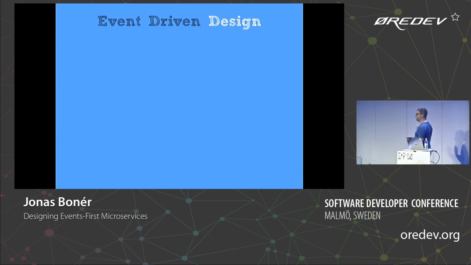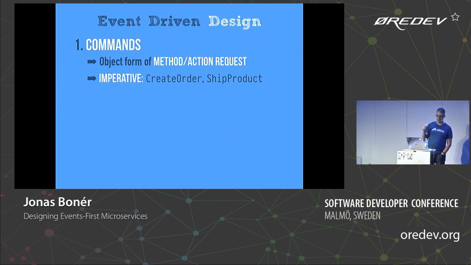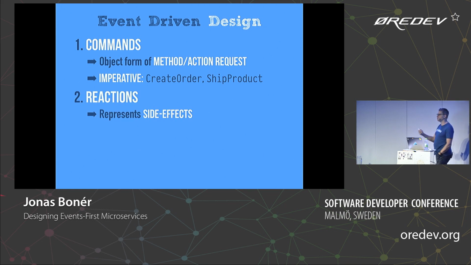But let's try to understand commands and events a little bit better, dig a little bit deeper. Commands are the object form of a method or some sort of action request. Okay? They are a verb, but they're usually phrased in the imperative. Things like create order or ship product, sort of an imposition. You're telling someone to do something. Okay? That's a command. A command usually triggers some sort of side effects, some sort of reaction.